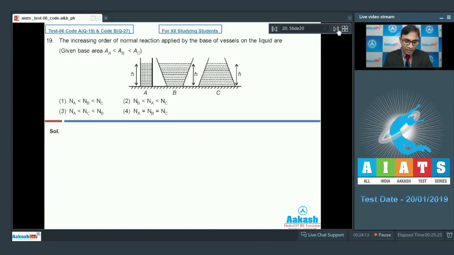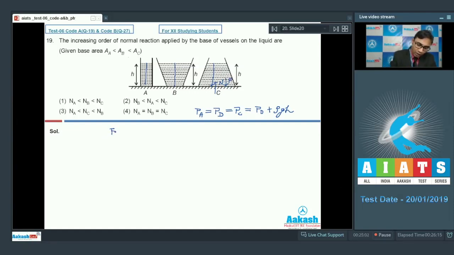In question number 19, it says the increasing order of normal reaction applied by the base of the vessel on the liquid. We know that the normal reaction applied by the base in every container will be equal to the force applied by the liquid at the base. Since the height of each column is the same, the pressure at the bottom of each container will be the same, equal to P naught plus rho g h. Because height is the same, the pressure will remain the same. So we can say that force will be equal to pressure into area.